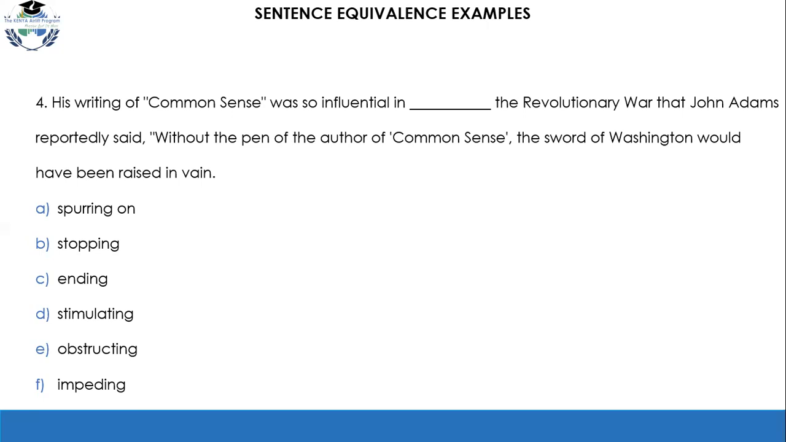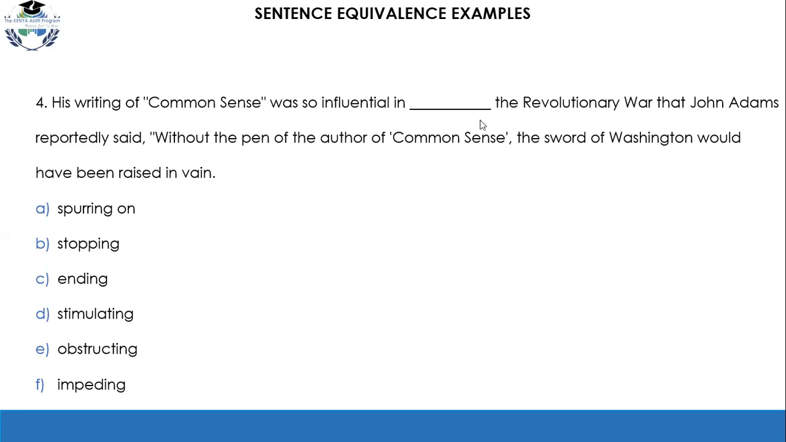Okay, I'll try. I think this is a positive statement, and the first part means it should be a verb, if I'm not wrong. His writing of Common Sense was so influential in dash the Revolutionary War. So that means he's doing something. That's what we need to look for. So it's a positive statement. That's my view. That is a very good view. We have that it's a positive statement from Amos, and spurring on, stimulating from Doug.